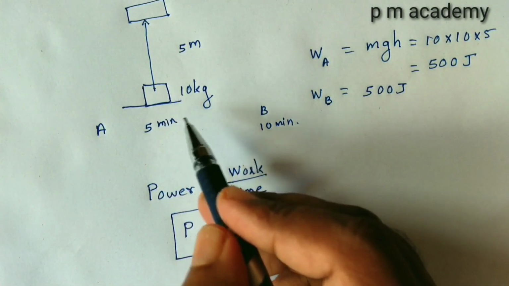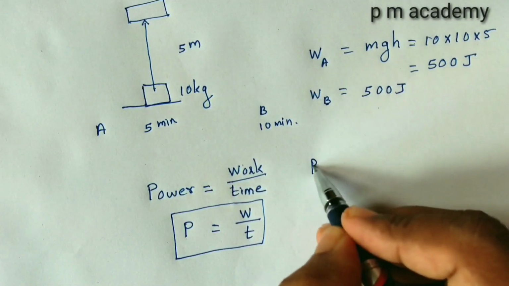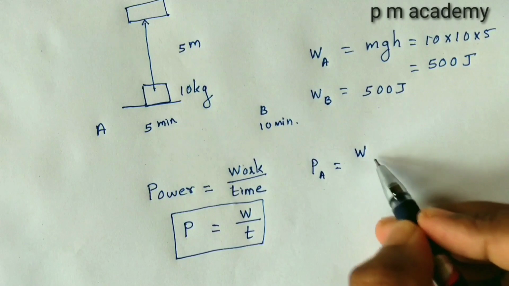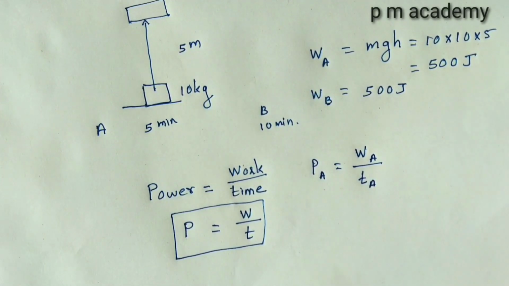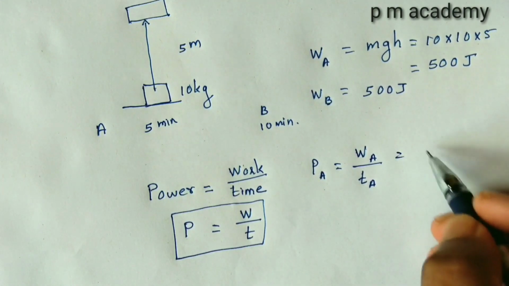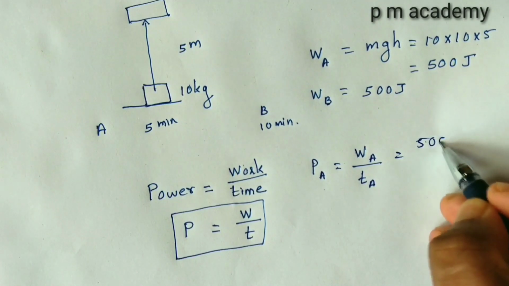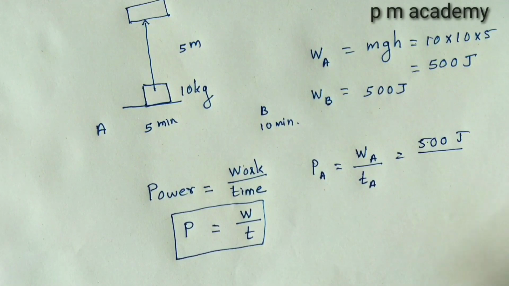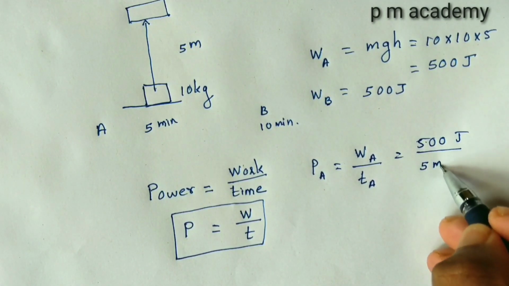In this case, power of person A is equal to work done by A divided by time taken by A. Work done by A is 500 joule, and time taken for the work is 5 minutes.